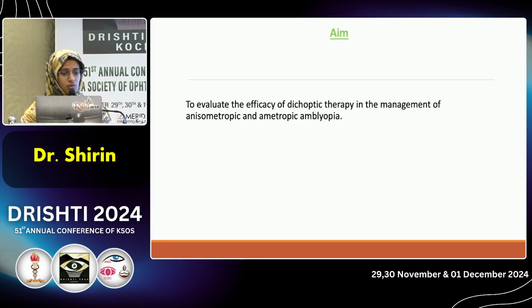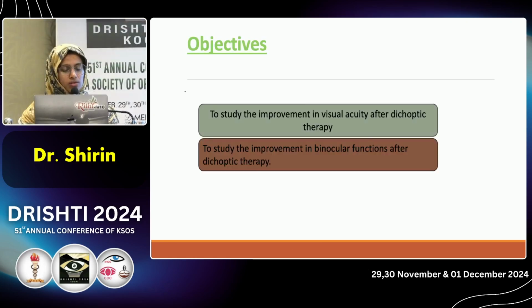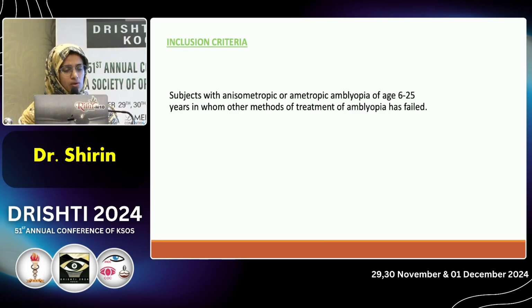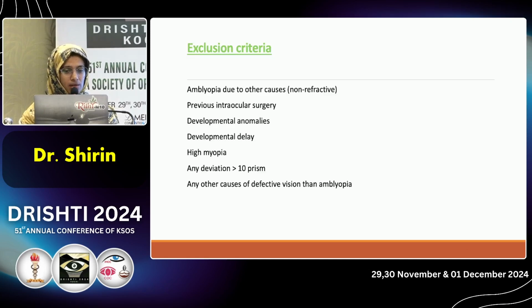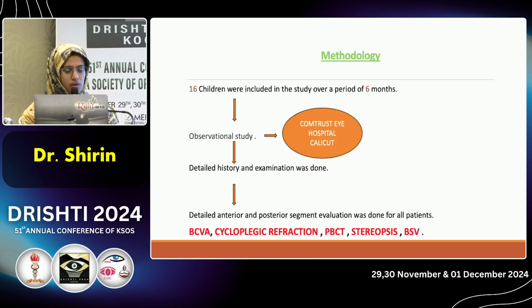The aim of our study was to evaluate the efficacy of dichoptic therapy in the management of refractive amblyopia, and the objective was to study the improvement in visual acuity and in binocular functions after therapy. Inclusion criteria: we included subjects with refractive amblyopia aged 6 to 25 years in whom other methods of treatment had failed. The exclusion criteria were amblyopia due to other causes, previous intraocular surgery, developmental anomaly, developmental delay, high myopia, and deviation of more than 10 prisms. We included 16 participants over a period of 6 months. It was an observational study done at Contrast Eye Hospital, Calicut.